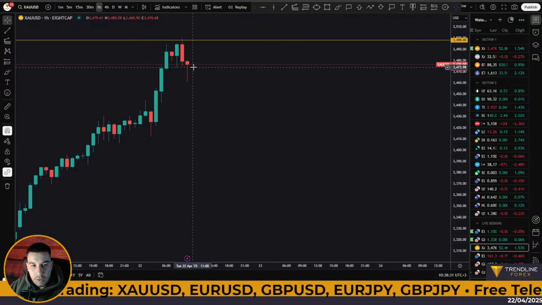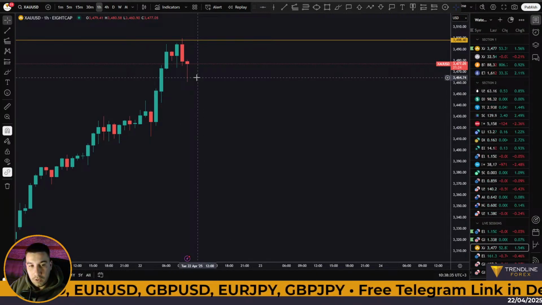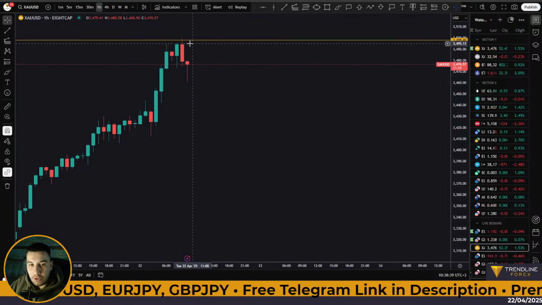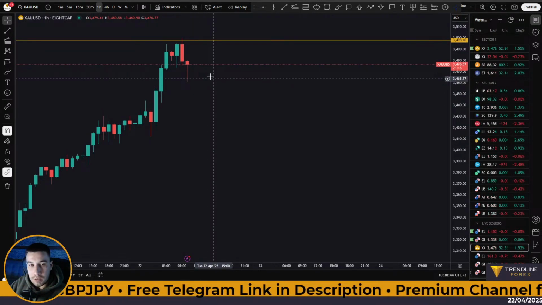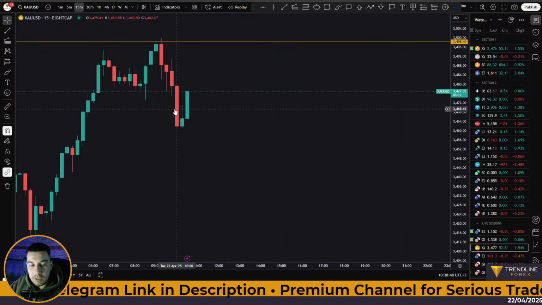So here is the 1 hour time frame on gold, and this is the current 1 hour candle. Remember what we said about going from bearish to bullish before it closes? There's still just over 20 minutes, and look at where we are. So let's see how it goes.